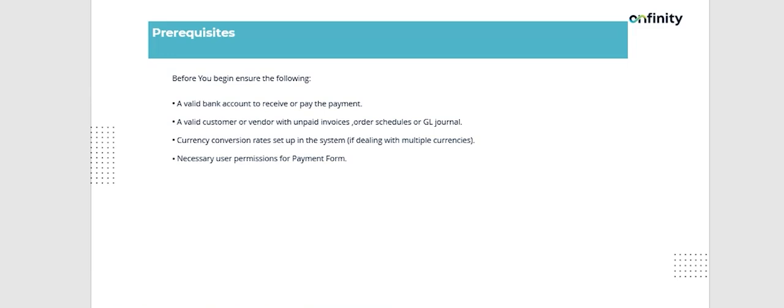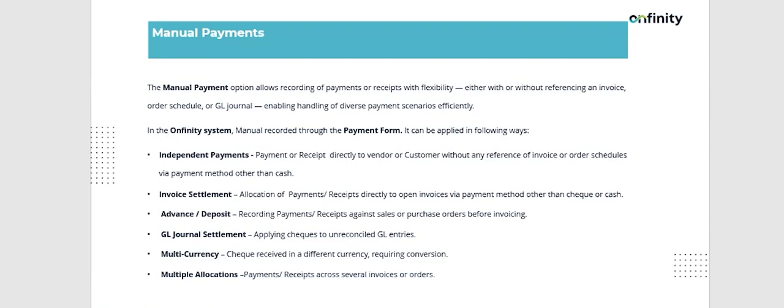Third, conversion rates. If payments are made in multiple currencies, valid conversion rates should be maintained. Fourth, user permissions. The user role should have access to the payment form. Otherwise, the form cannot be opened or used.